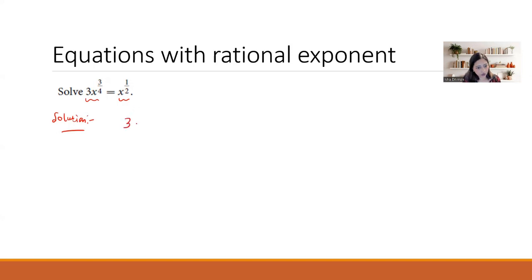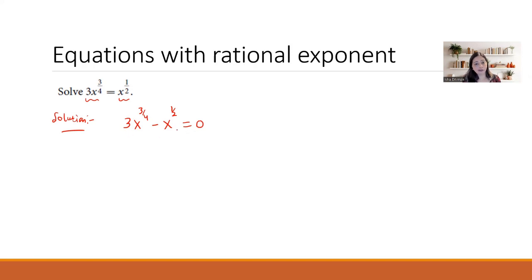What we will do is move all the terms containing x, regardless of their exponents, to one side. The ideal way is to shift the variable terms to the left-hand side of the equation and the constants to the other side. So when you move x raised to power 1/2 to the left-hand side, obviously you need to subtract it, and on the right-hand side you get 0.